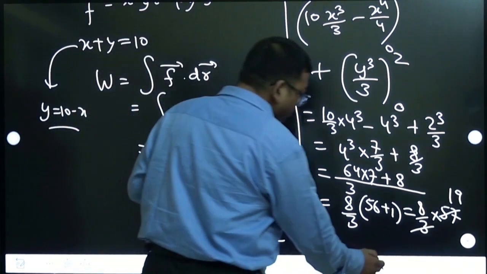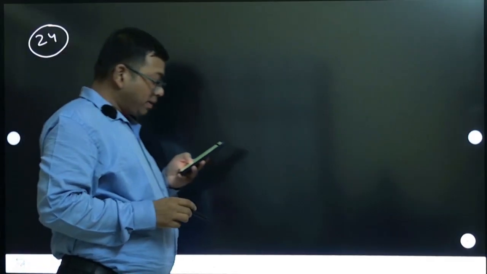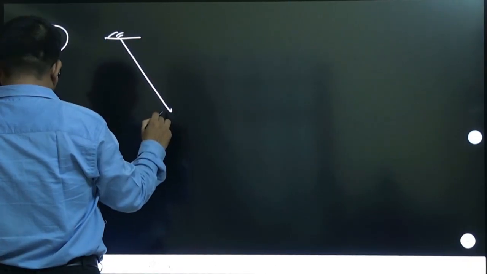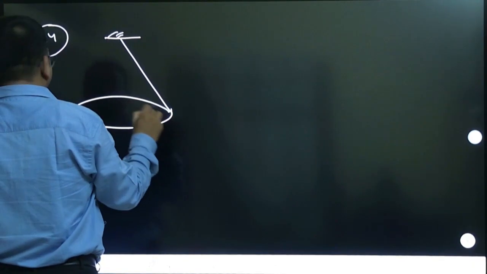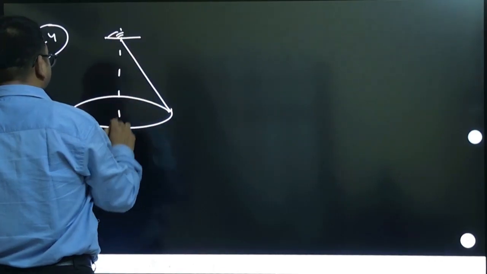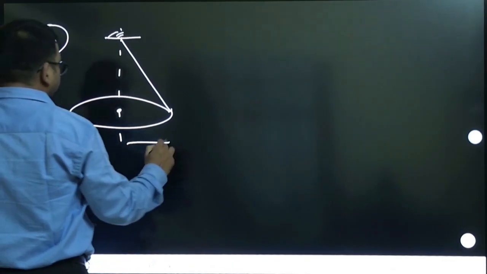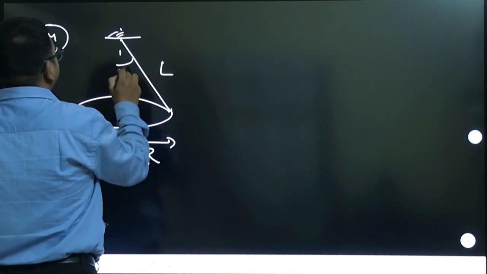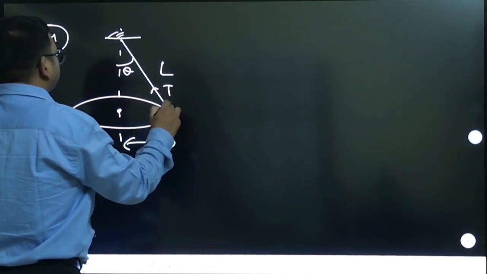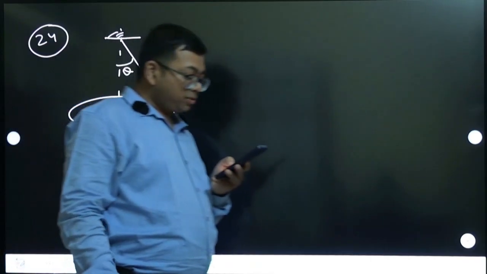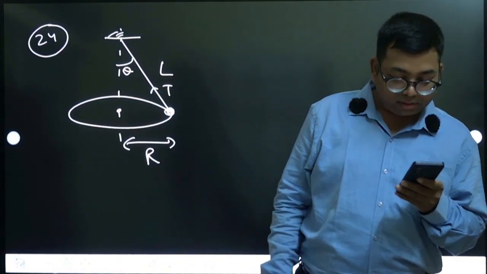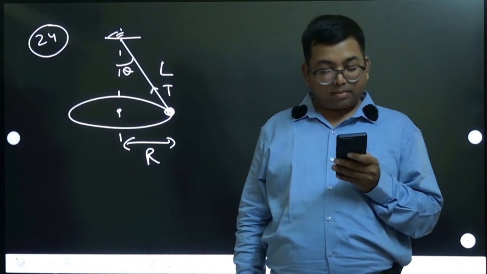Then let us move to the next, question number 24. A string of length L is fixed at one end and it is going like this. So this is like a conical pendulum type of problem. This radius is r, they have given. Length is L, angle is theta. A string of length L is fixed at one end and carries a mass m at the other end.